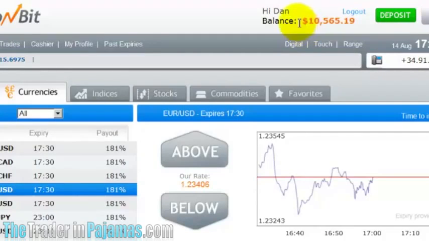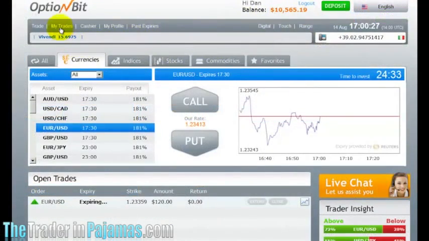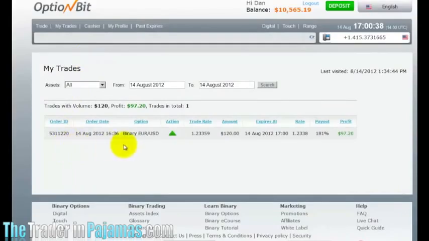Fantastic, I'm going to have almost $100 added in there, and here you go, my balance is now $10,565.19. As you can see, I've made almost $100 in just a half hour by doing the exact same thing I did yesterday using the Trader in Pajamas strategy. So this will be my last trade for this video.